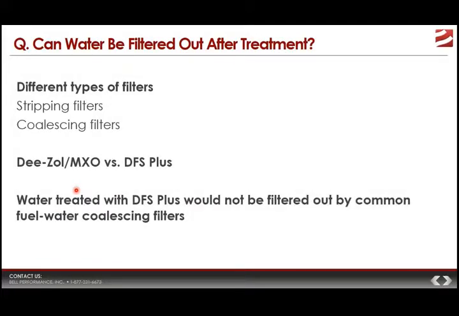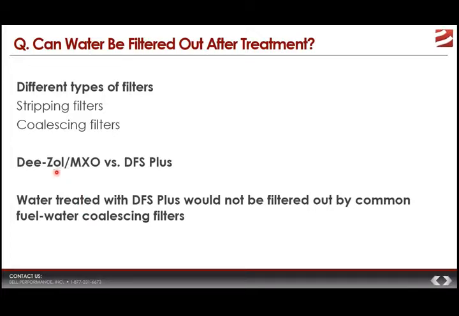There are different types of filters that are used. Some of them use stripping mediums. The common ones are coalescing filters. And the basic answer is that water that's dissolved by DFS Plus will not be coalesced out by a coalescing filter or a fuel water separator.